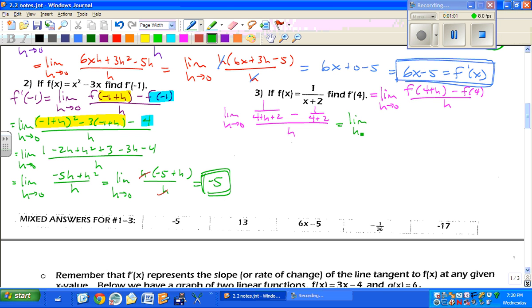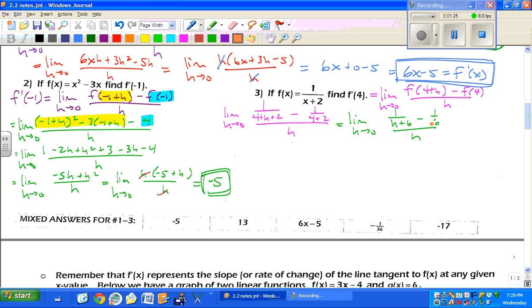So we can do a little simplifying there. We get 1 over h plus 6 minus 1/6, all over h. Now this looks like a problem we've done last chapter, last section. We are trying to find this limit. If we put 0 in, we get 0 over 0. We need to try and do something to fix that.